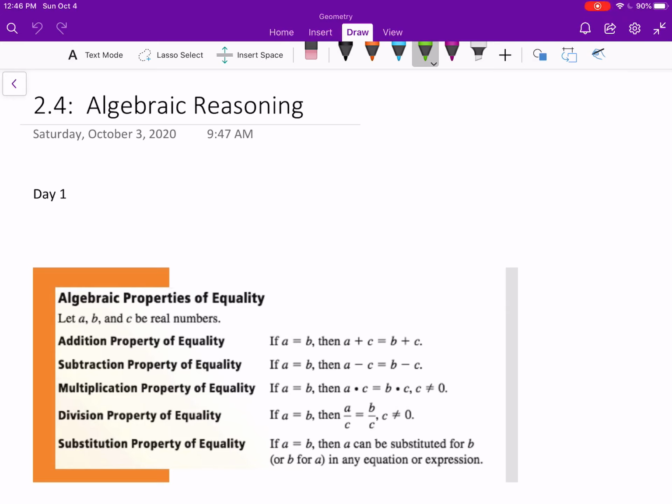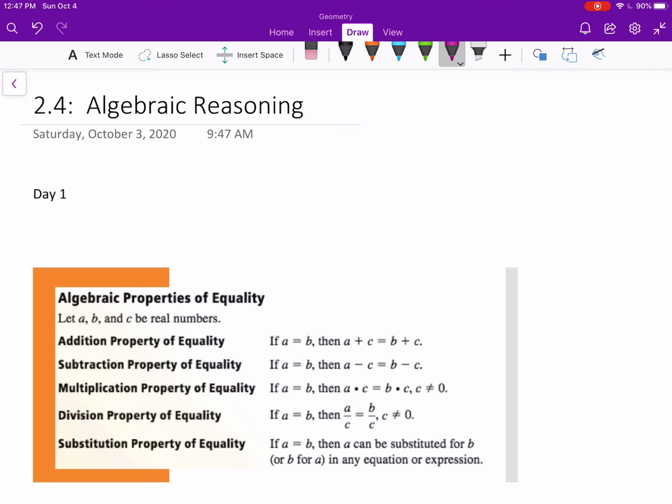This is section 2.4, Algebraic Reasoning, day 1. So this is going to begin our introduction to proofs. So we are, again, trying to prove every step of the way why what we are doing is correct. So we're going to start with algebraic properties of equality.